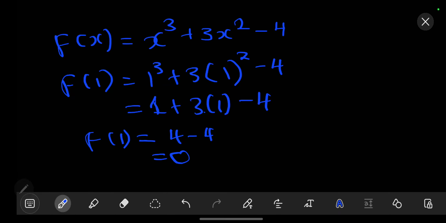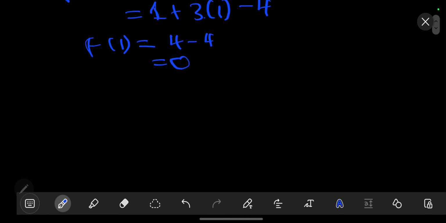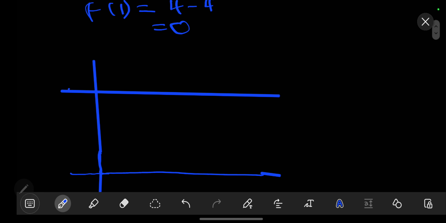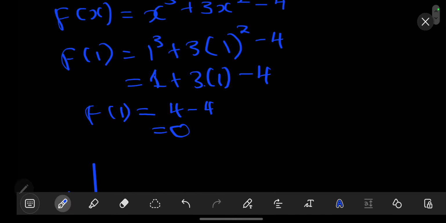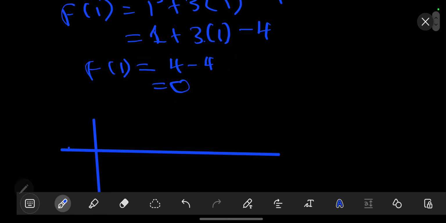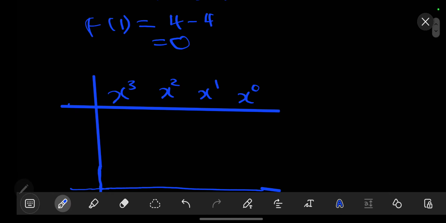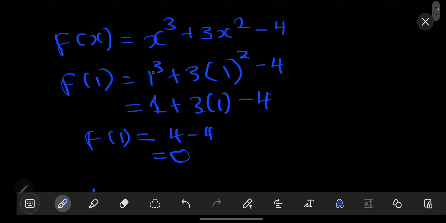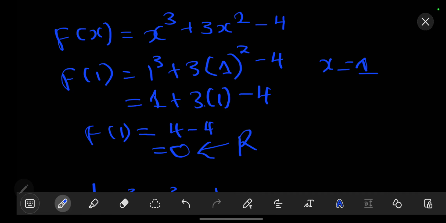So if 1 is a factor, then we are going to quickly use synthetic division, where we are going to have our powers like this. On the synthetic division, we look at the highest power, which is 3. So we say x to the power 3, x to the power 2, x to the power 1, and then x to the power of 0. Then put the coefficient that represents each. Now remember, here we have said that x is equal to 1. So x equal to 1 is working in the sense that it is giving us a remainder of 0. Whichever is giving you the remainder of 0, that's the one you use.